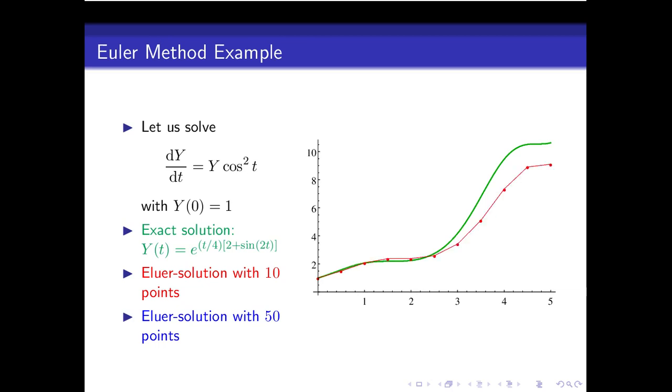Let's see. Yes, of course it improves, but still, even with 50 points, the difference from the exact solution is clearly visible. So this is expected because it is just a first order method, and there is scope for improvement. So let us try to improve this solution.